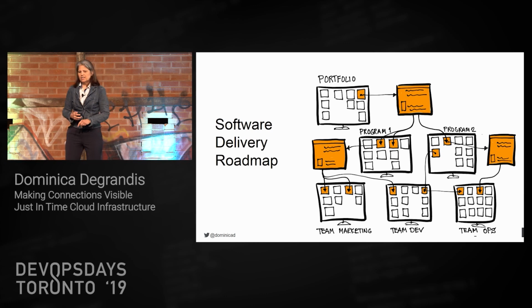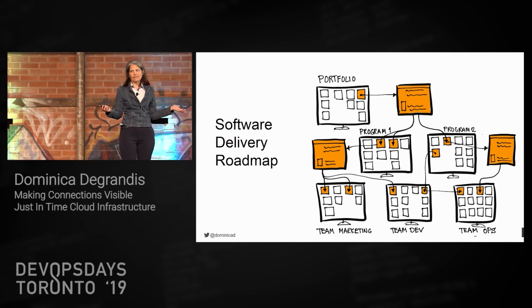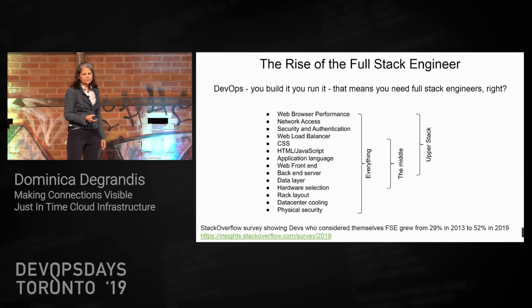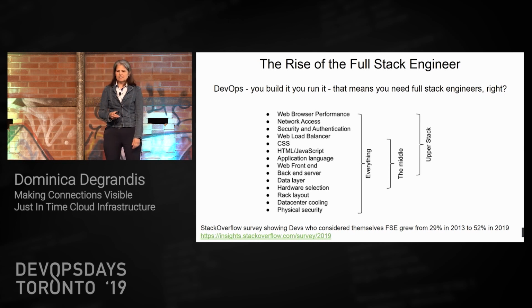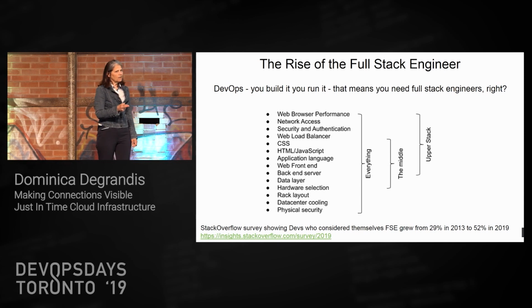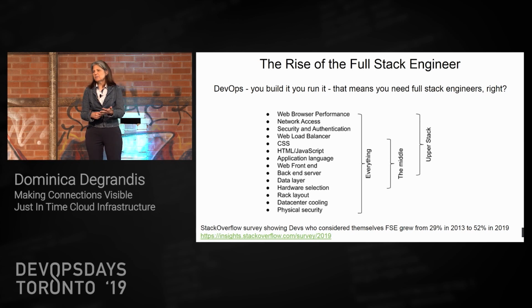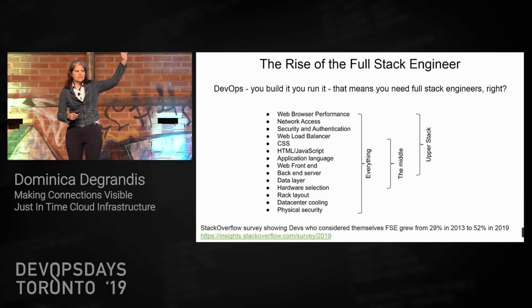So I was showing this to a friend, and she says, well, but we have full stack engineers. They know everything. They're supposed to be able to do everything. So we started looking into this. You know, you're doing DevOps, you build it, you run it, right? So that means you need full stack engineers, right? Well, Stack Overflow's survey shows that developers who consider themselves full stack engineers grew from 29% in 2013 to 52% in 2019. How many full stack engineers in the room?